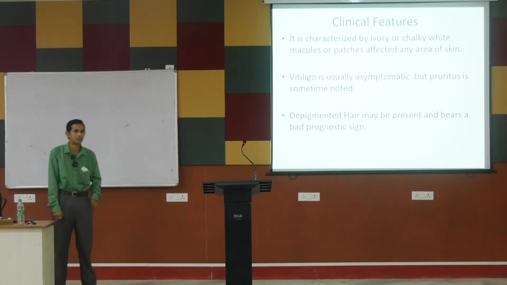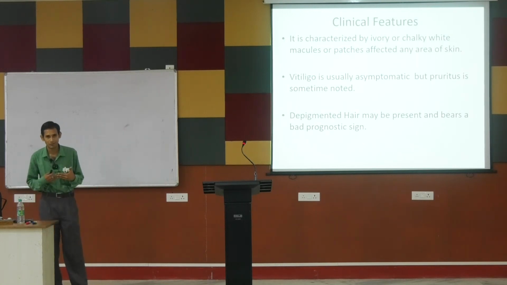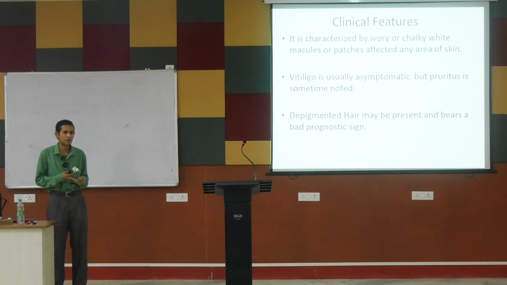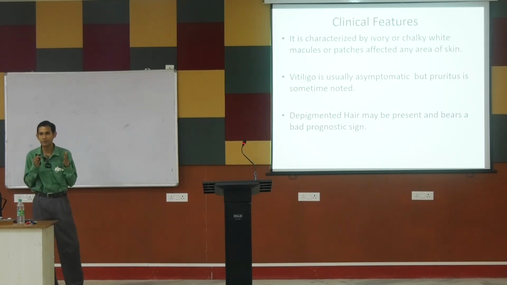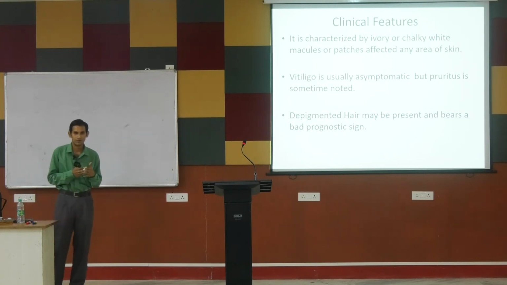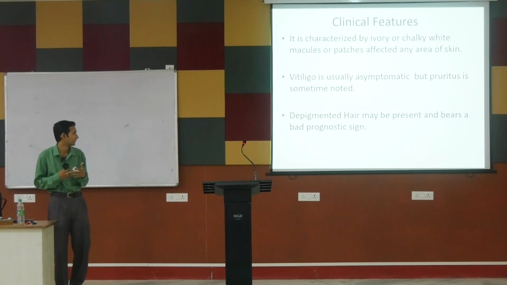Now coming to the clinical features. How does it present? What are the clinical features? It is mainly characterized by ivory white or chalky white depigmented macules or patches affecting any area of the skin, from face to toe.